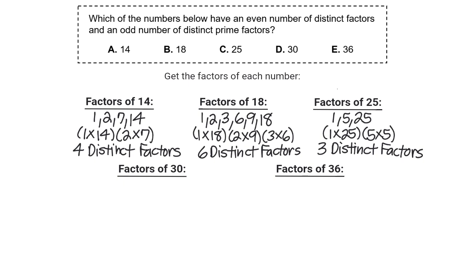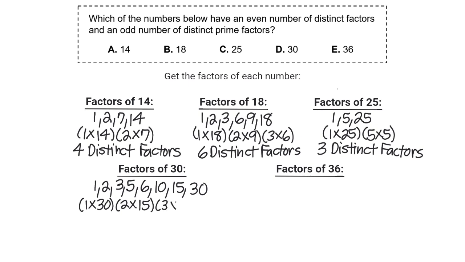Looking at 30, this one's got quite a few. Let's see, 1, 2, 3, 5, 6, 10, 15, and 30. These are the times tables that give you 30: 2 times 15, 3 times 10, and 5 times 6. So overall, it has 8 distinct factors.